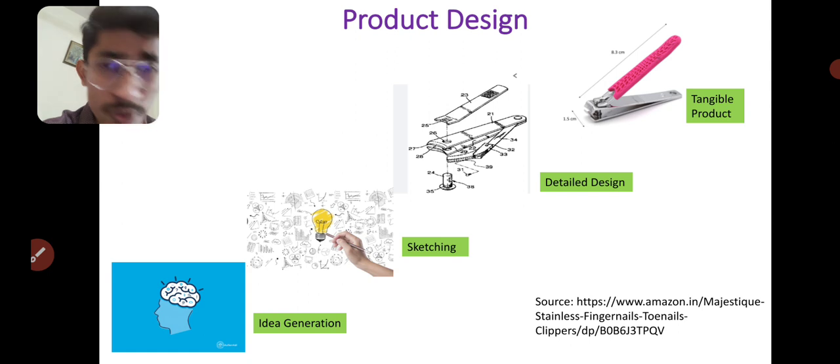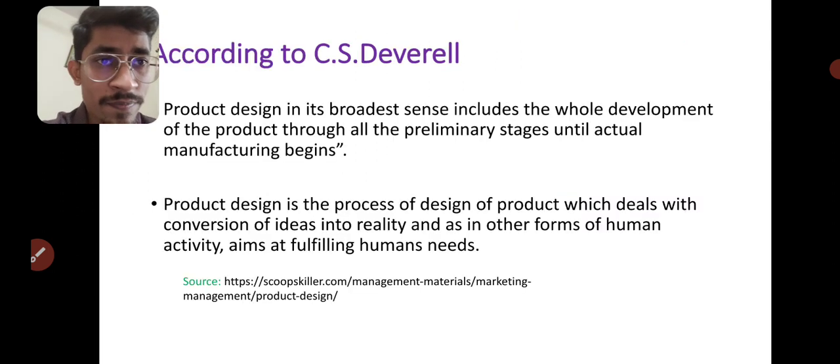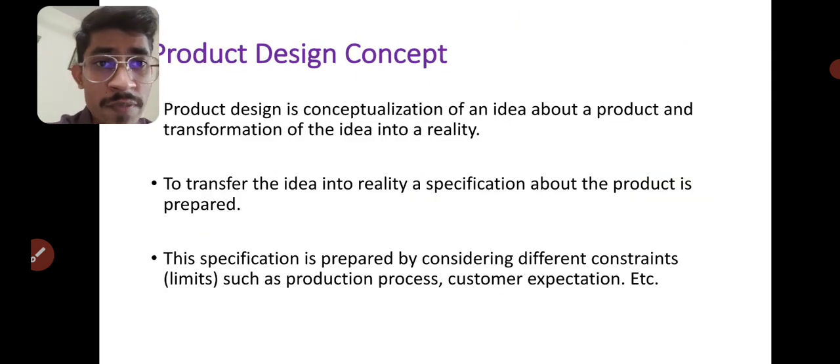This is a simple example related to one component of the SUV, the gearbox. Then the braking system. If you need to design a braking system, you need to think about which braking system is most suitable for SUV type cars. So that is the specification of individual components. Next, the specification is prepared by considering different constraints. What are constraints? Constraints are nothing but limits, such as the production process and customer expectations, that come into the picture.